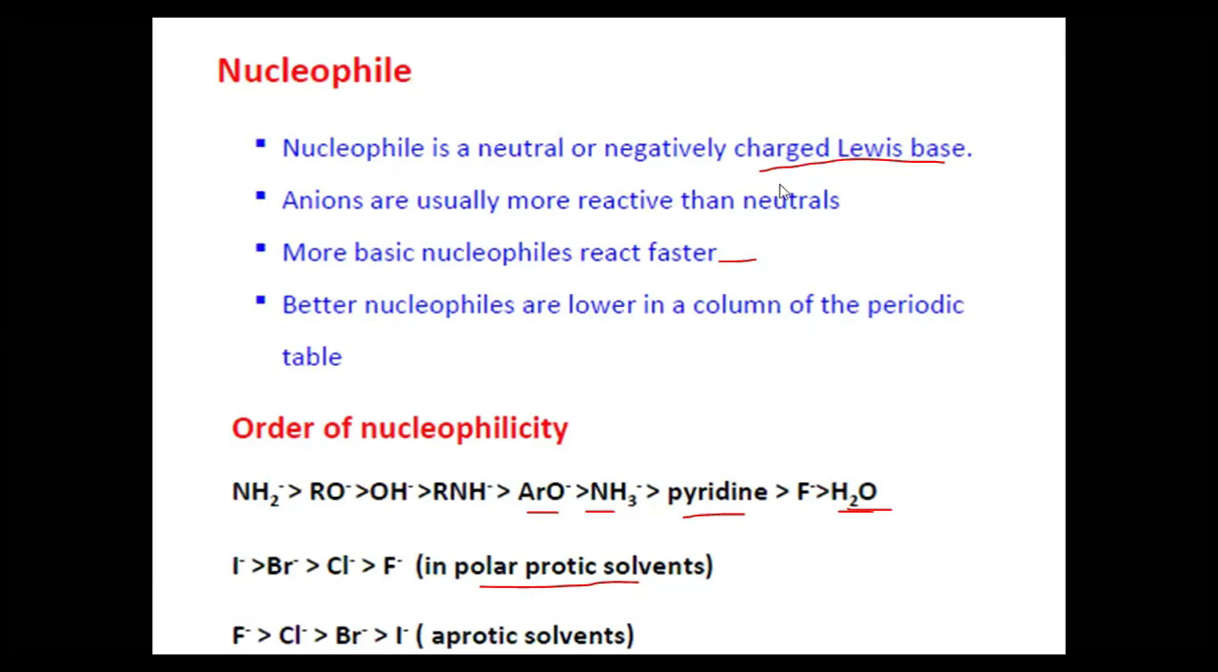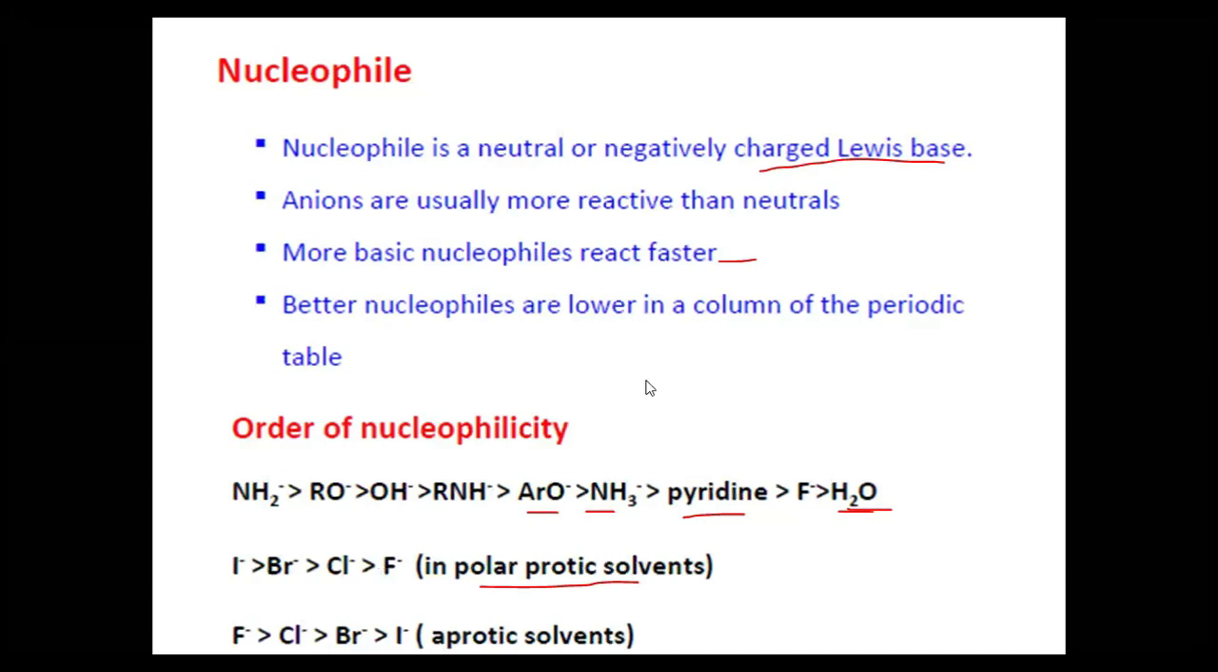If you're using the order of nucleophilicity, it starts from NH2 minus, and H2O will be lower in this particular trend. H2O has less nucleophilicity than NH2 minus. And suppose you're planning to use I minus, Br minus, Cl minus, and F minus in polar protic solvents, in such cases, the trend is always I minus, Br minus, Cl minus, and F minus.